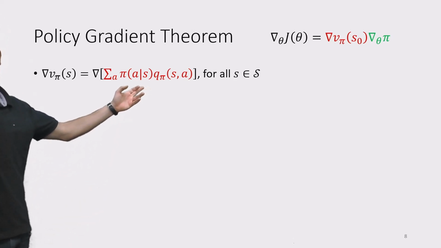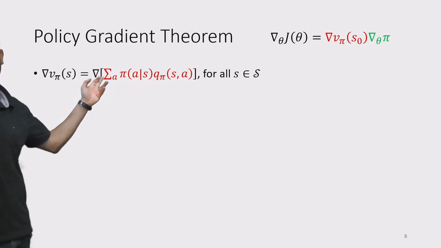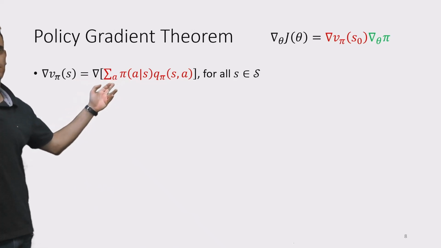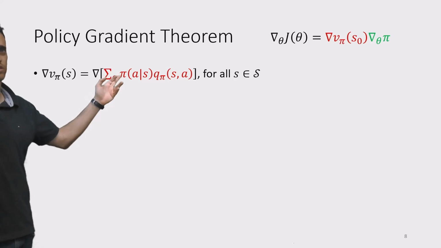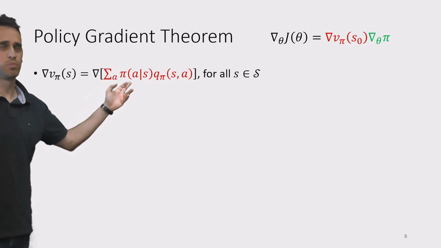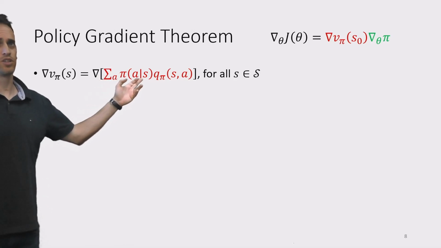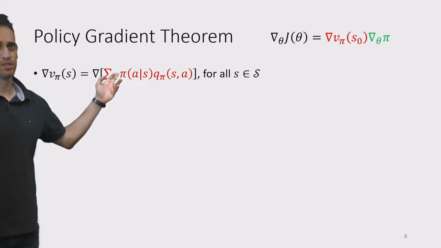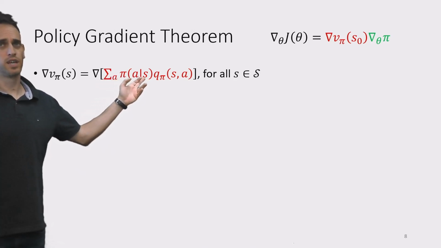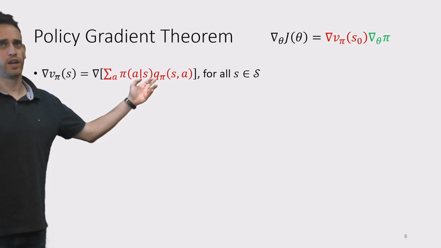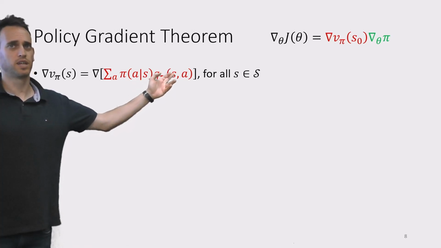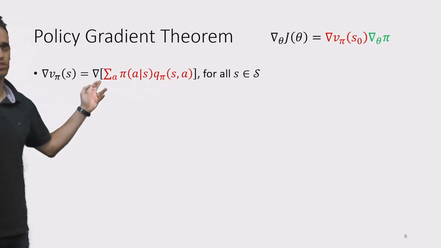How do we write it as a Q function? Well, the state value is simply summing over all possible actions that we're going to take and multiplying the probability of taking that action under our current soft policy, pi, for the given state, times the Q value for the specific state action pair, over all actions.